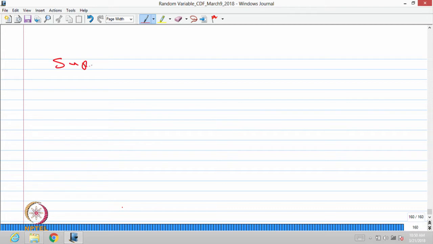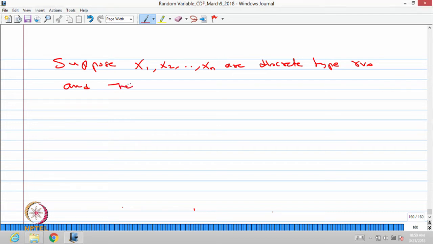Suppose x1, x2, xn are discrete type random variables and the joint probability mass function is known. I am discussing the concept of distributions of several random variables for discrete type random variables first, then later I am going to discuss it for the continuous type random variables.